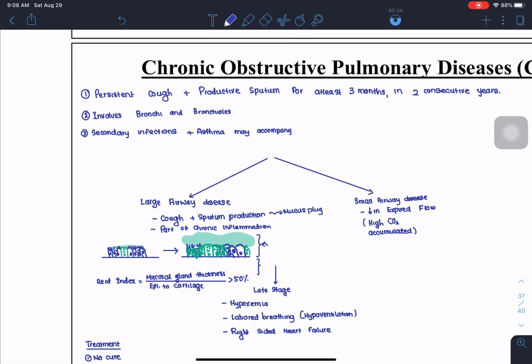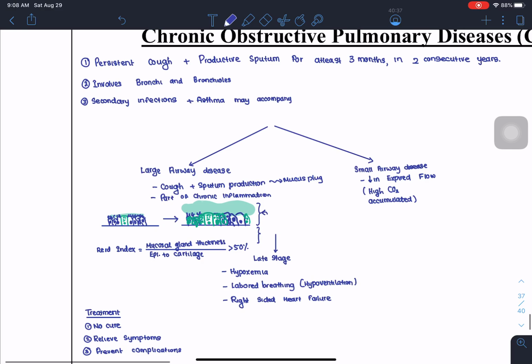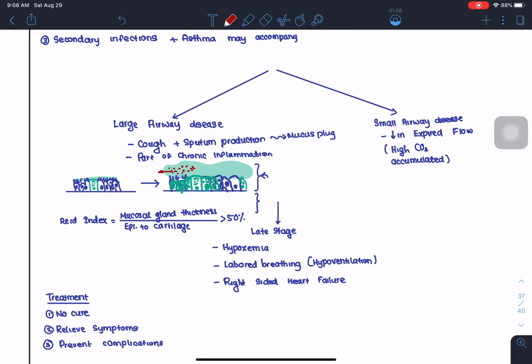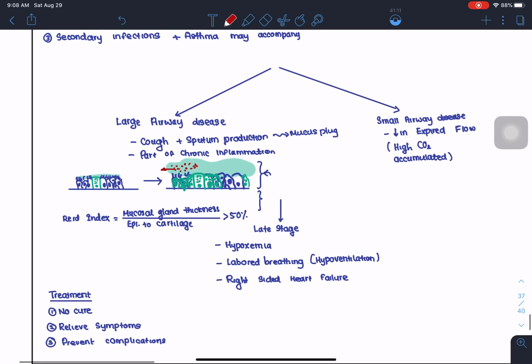This involves the bronchi and the bronchioles, and now there's stasis. This mucus is not getting removed out from the body. You need to cough really bad to try to get rid of mucus accumulations if it is not being removed. So in this case, you get bacteria and other infections which can come and create problems.